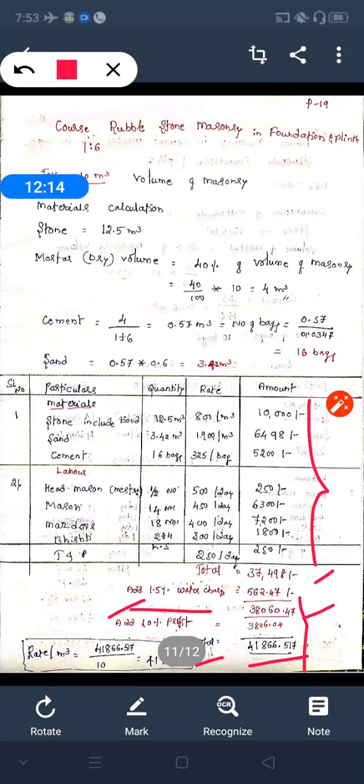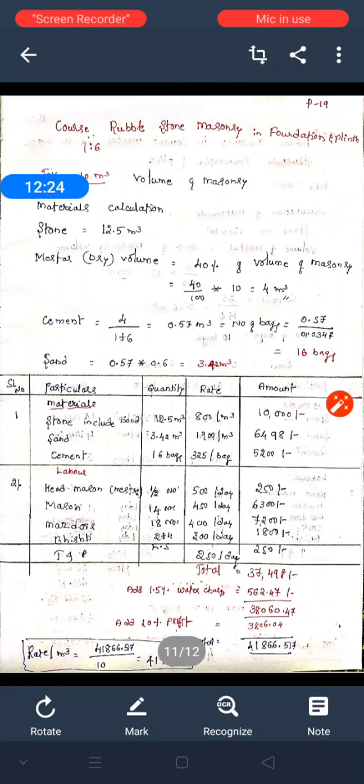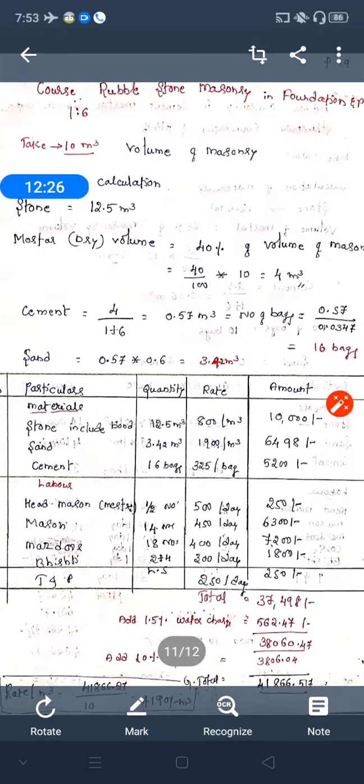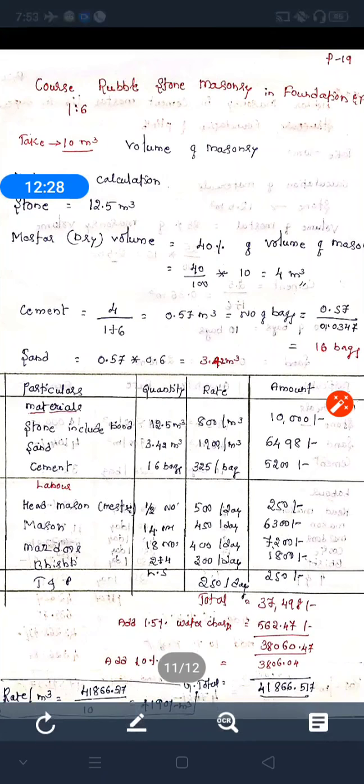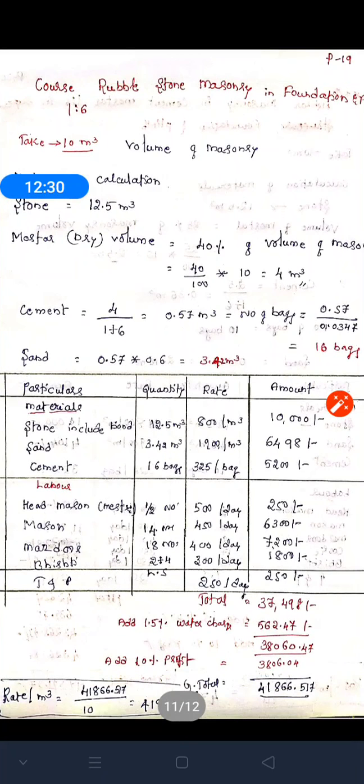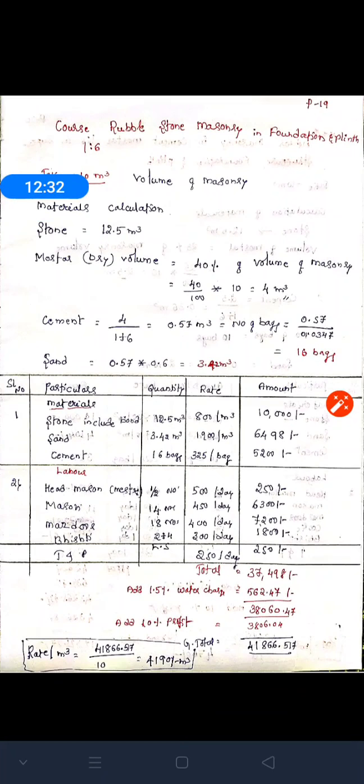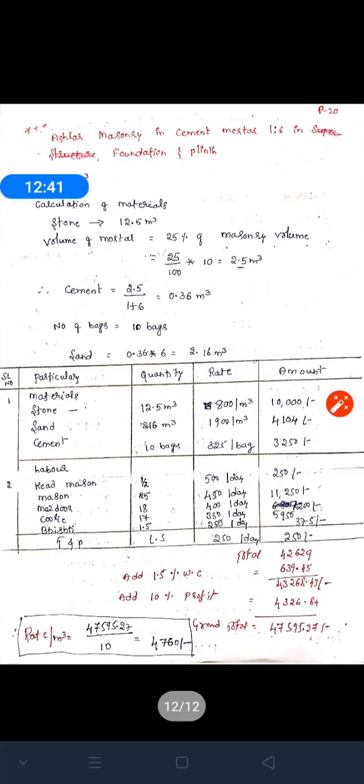Okay, now what is the rate for meter cube? This rate is for 10 meter cube, but here you should calculate the rate per meter cube. Then the rate per meter cube is equal to 4,090 rupees per meter. Then we got 4,886 here, then we rounded off to 4,190 rupees. This is all about the cost of stone masonry.